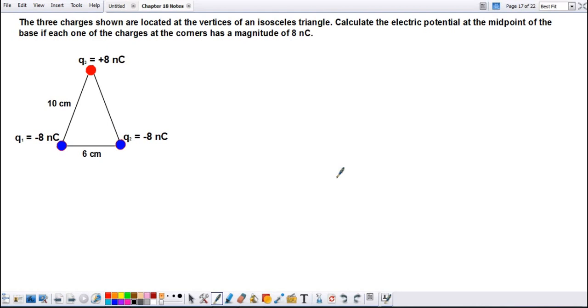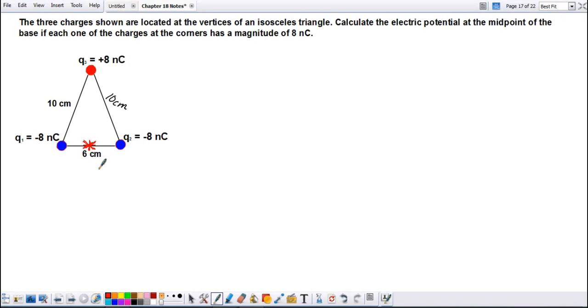All right, so we've got this picture. Each of the charges has a magnitude of 8. The top charge is positive, the bottom two are negative. This is an isosceles triangle, so this is also 10 centimeters. We've got the two legs that are congruent, and then we've got our base down here, and we are asked to find the electric potential at the midpoint of the bottom.